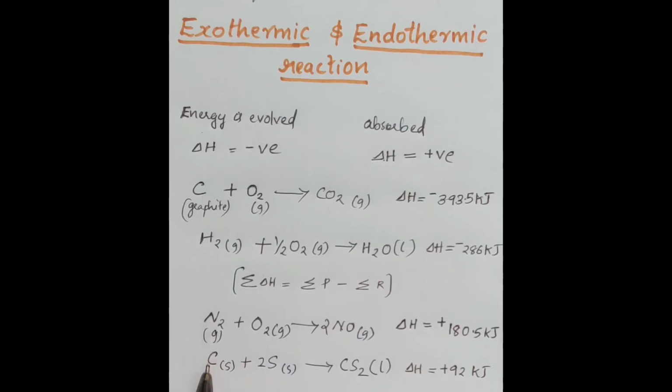When 1 mole of carbon combines with 2 moles of sulfur to form carbon disulfide, which is in liquid form, absorption of heat occurs. The positive sign indicates that absorption of heat occurs. Here 92 kilojoule of heat is absorbed in this reaction. That means delta H is a positive quantity. And also we can conclude that the enthalpy of the products is always greater than the enthalpy of the reactants in an endothermic process.